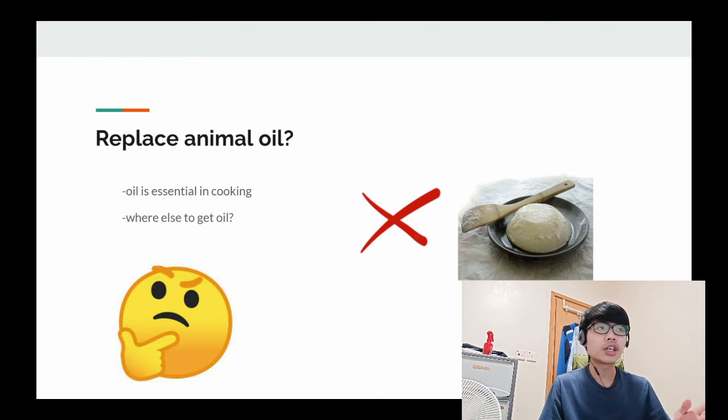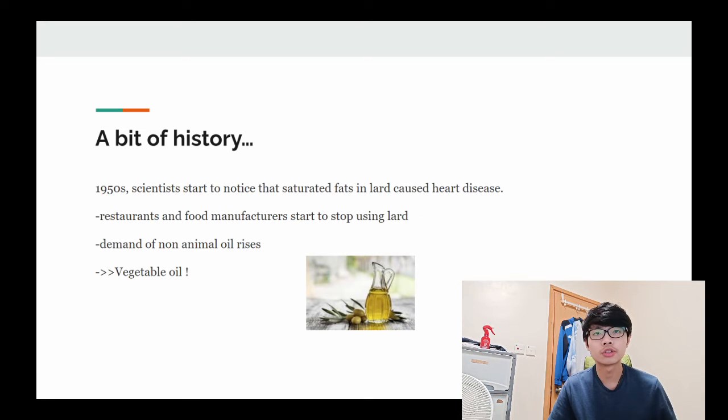But then, oil is essential for cooking. Where else can we get oil? Here's a bit of history. In the 1950s, scientists started to notice that the saturated fats in lard would cause heart disease. So restaurants and food manufacturers started to stop using lard. And then the demand for non-animal oil rose, which led to the rise of vegetable oil.